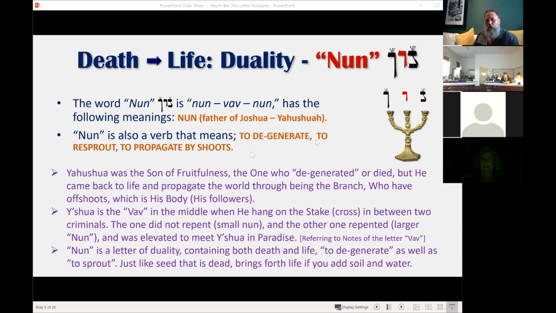So we see all the symbolism of the meaning of the word nun, as well as the symbolism of the letters, that all confirm the same meaning, which is around man and the work of the Messiah and the world of duality in taking man from a fallen state back to an elevated state of life, or oneness with Yahweh.